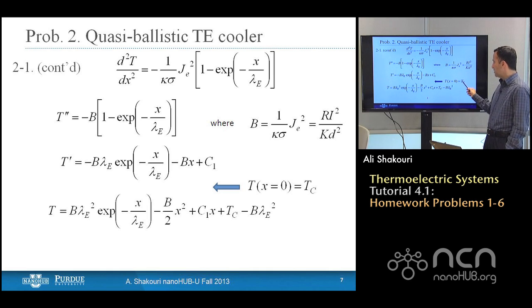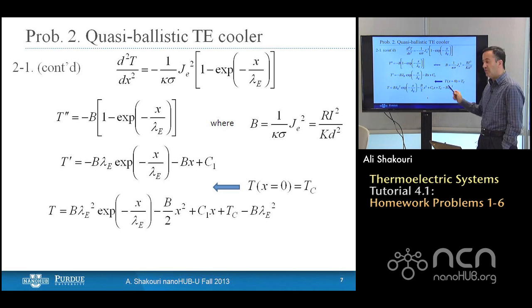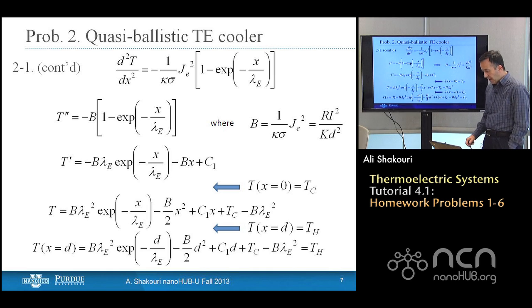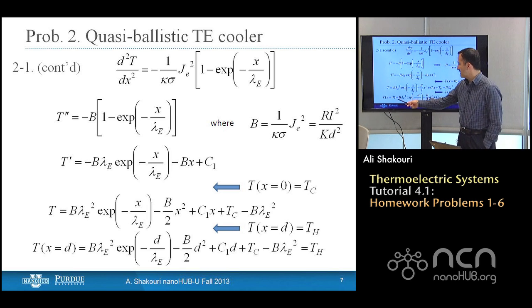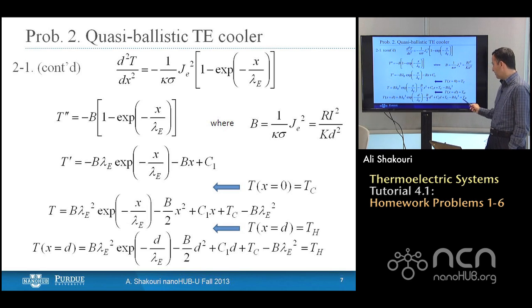Because at x equals 0 we should get Tc. x equals 0 gives you 1 here. This and this cancel and you get Tc. How do you calculate Th? That's at x equals d. It's a little tedious, but it's straightforward math. In the expression for T, you put x equals d. So you have a first term, d divided by lambda exponential, then you have a d squared, then you have a d, Tc, and so on, and all of that should be Th.